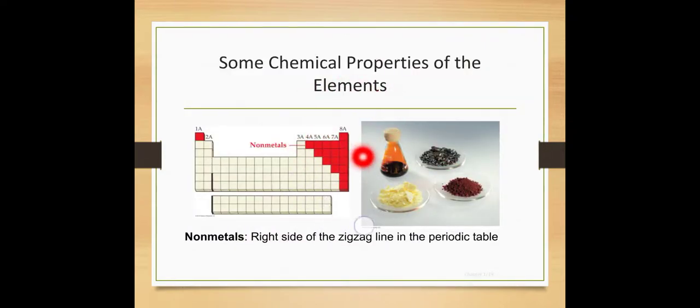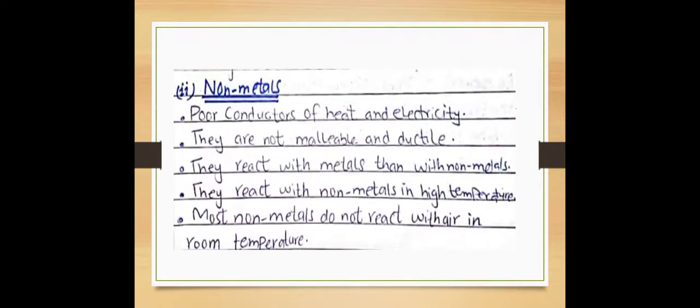These are the non-metals that are on the right side of the zigzag line in the periodic table, and also hydrogen, which is also a non-metal. Non-metals are poor conductors of heat and electricity. They are not malleable and ductile. They react with metals, and they react with non-metals at high temperature. Most non-metals do not react with air at room temperature.